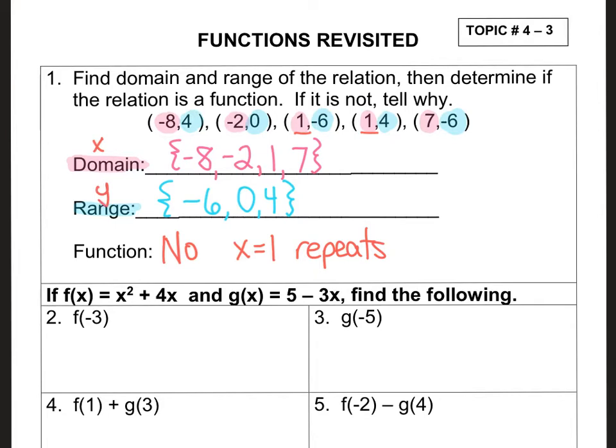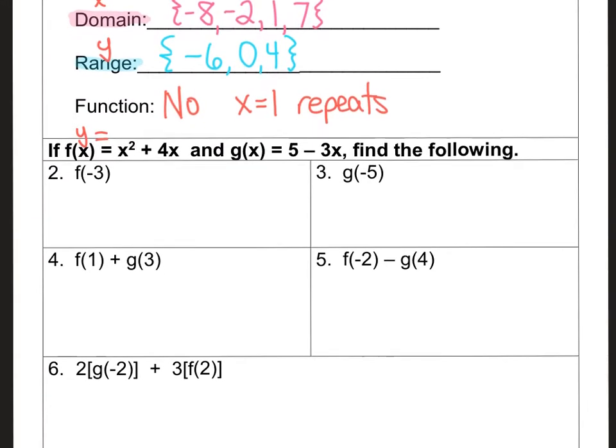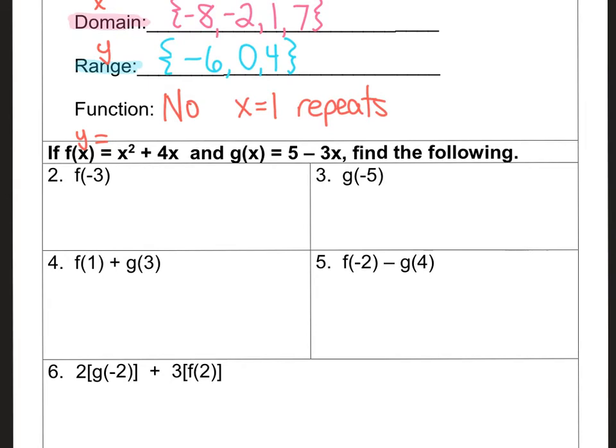So we're going to move on again to function notation. Remember, that's where it's like f of x or g of x, but it still means y equals. It's just another way of writing it. So we are going to go ahead and solve a few different problems. So the first one says f of negative 3. That means that x value is negative 3, and we are going to plug that in to the equation f of x equals x squared plus 4x.